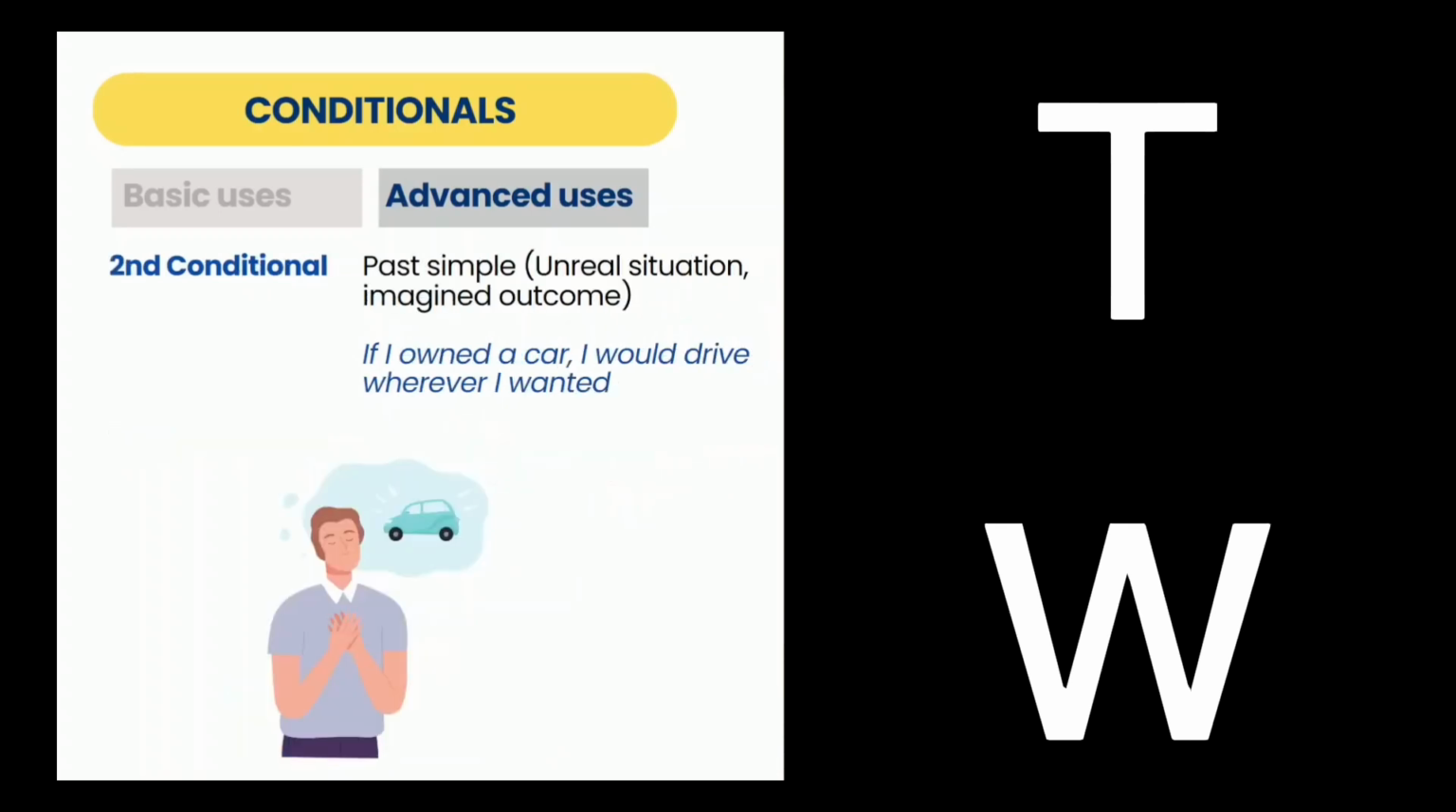Moving on to more advanced uses, the second conditional is for unreal situations with an imagined outcome. It's using the past simple, but it's actually to do with now, or perhaps in the future. If I owned a car, I would drive wherever I wanted. Do I own a car? No, it's unreal. What would be the imagined outcome? I would drive wherever I wanted. The past simple for an unreal situation to do with the present. As we've mentioned before, we turn the present into the past to make things unreal about the present.